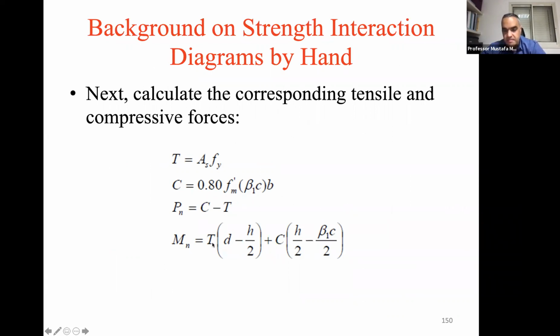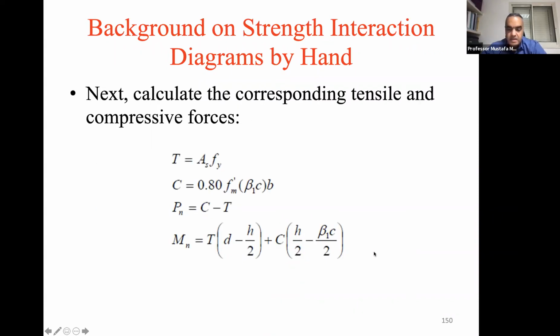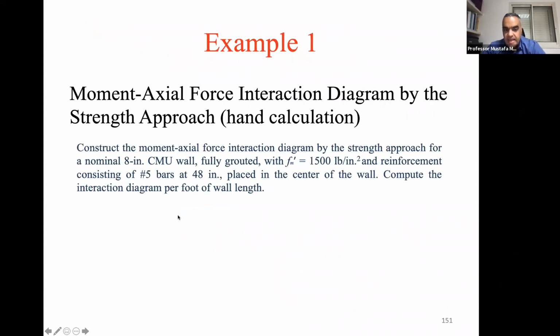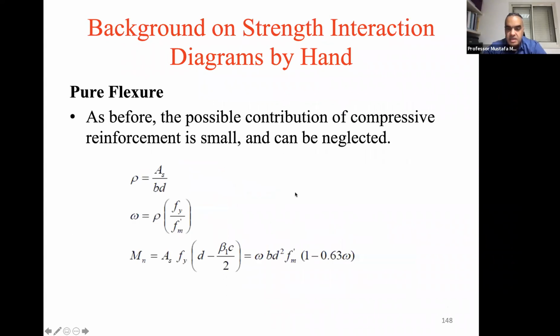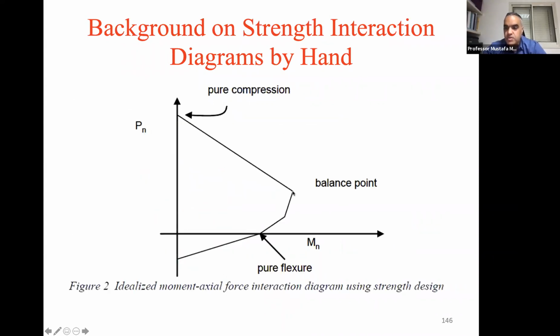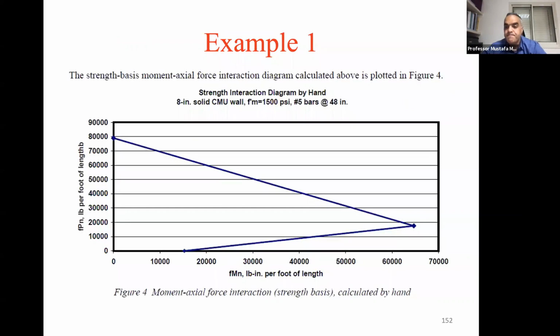From this free body diagram, now we have P n and M n. That's one point. Using P n and M n, that gives me this balance point, using the strains for the masonry and the steel that will be reached at the same time. Having this, we can create the interaction diagram, which looks like this.